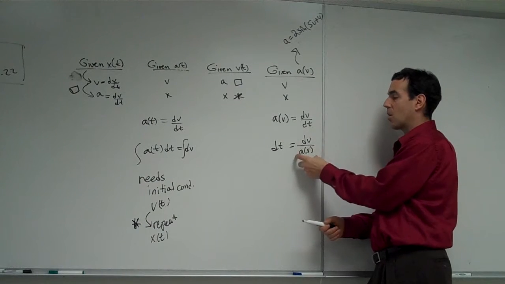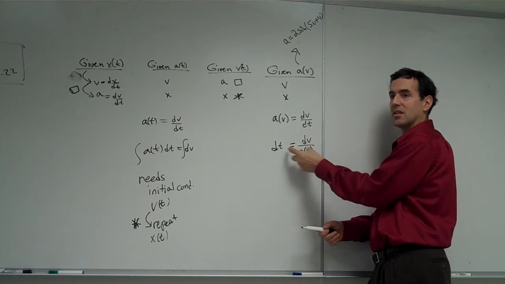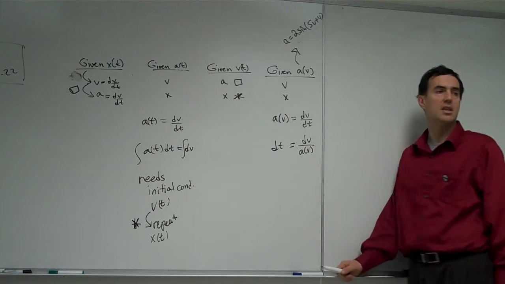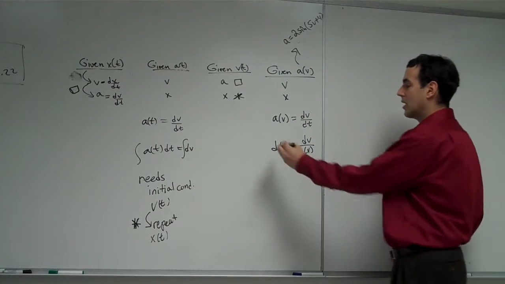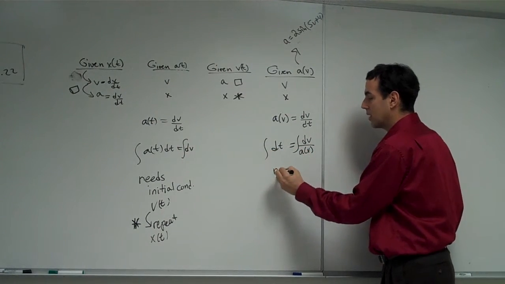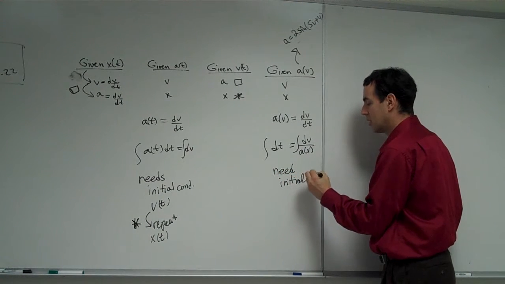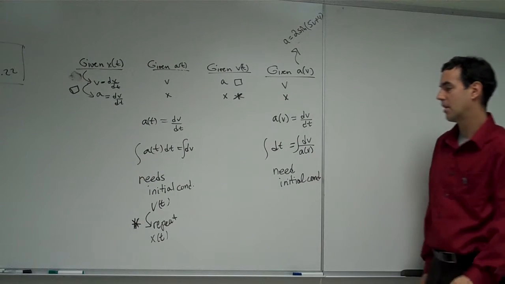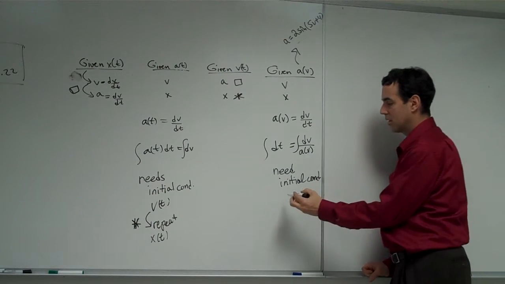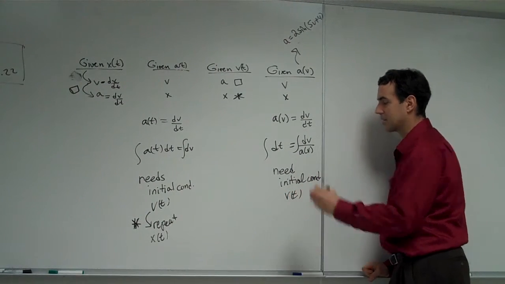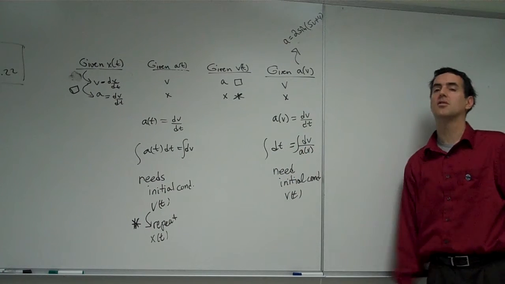And then this side of the equation should have only velocities in it. That side of the equation should have only t's in it. Then we would integrate both sides. We would need some initial conditions. And that would then result in some velocity as a function of time, because I'd have v's and t's only.